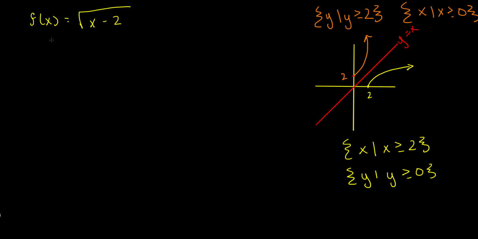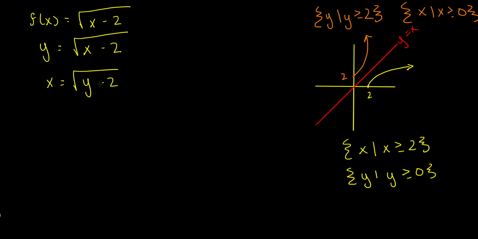So the next thing I'm going to do is follow the steps. Step 1, change f of x to y. So y equals the square root of x minus 2. Step 2, switch your x's and your y's. So here I have x equals the square root of y minus 2.